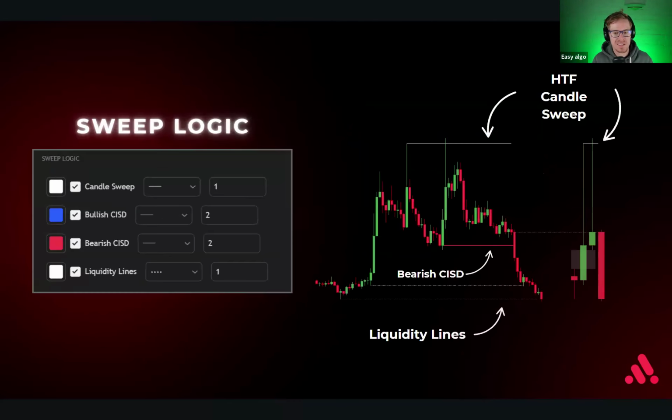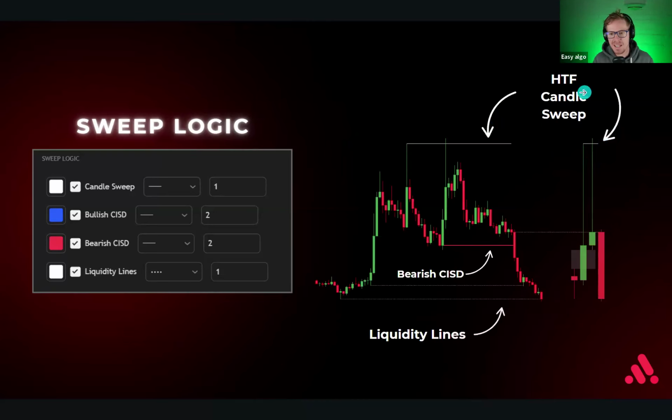So if you come over here onto our sweep logic, you can see we've got candle sweep, bullish CISD, bearish CISD, and liquidity lines. The candle sweeps are going to mark out any forms of sweeps that happen on the higher time frame chart, and then it'll project it onto the lower time frame chart. So all the sweeps are going to happen on the higher time frame first. All the confluences start on the higher time frame, and then it projects it onto the lower time frame, because we want to trade in alignment with the higher time frames to have more confirmation and confidence in our trades.